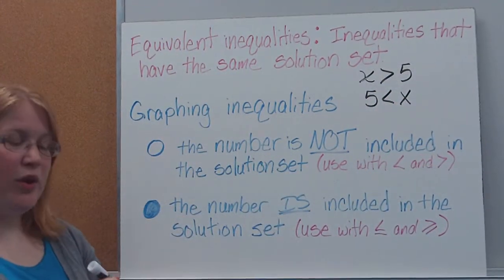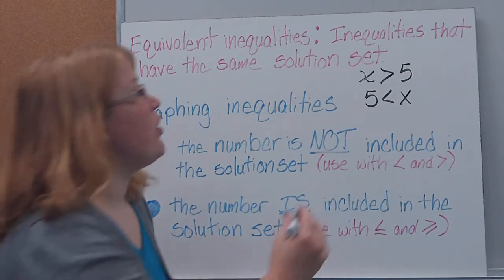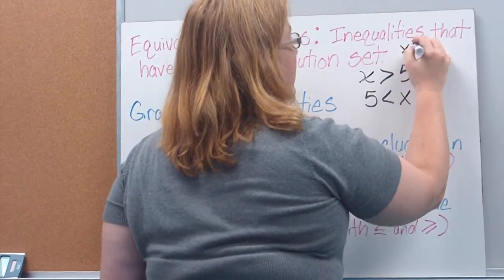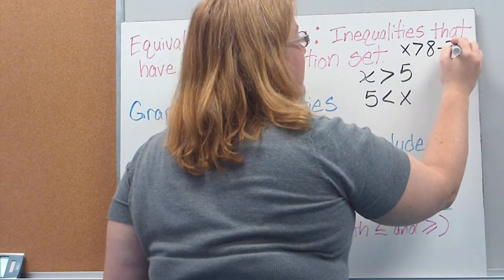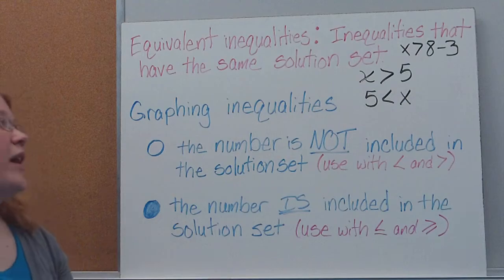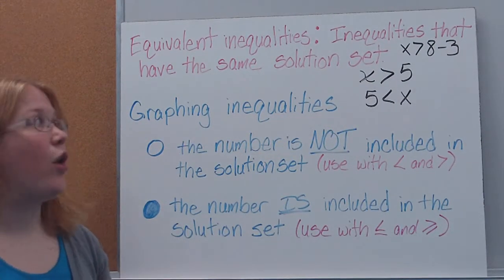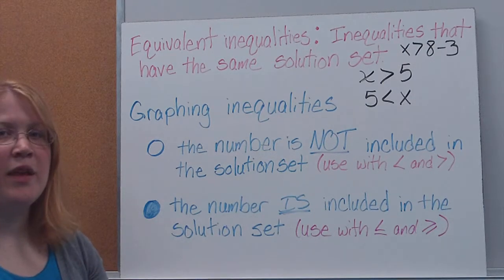Well, these are written two different ways. These are equivalent inequalities. They mean the same thing. I could also write x is greater than 8 minus 3. This is also equivalent because if I subtract 8 minus 3, I get x is greater than 5. Same thing I have written here. So that's what we would call equivalent inequalities.